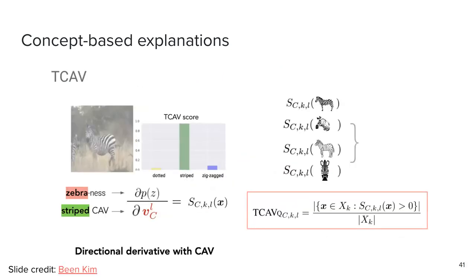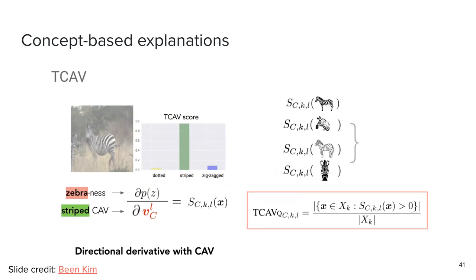And then, as before with gradients, where we were adding a tiny change to our input features, now we are adding a tiny change with respect to that vector. And then we check how the output changes. If the output changes a lot with respect to this vector representing stripedness, then we can say that this concept of stripedness was important for predicting whether these images are zebras or not. And this is what happened here. The eventual score is called TCAV. Here we have three concepts: dotted, striped, or zigzagged. And you can see that the TCAV score for stripedness is really high compared to the other concepts.